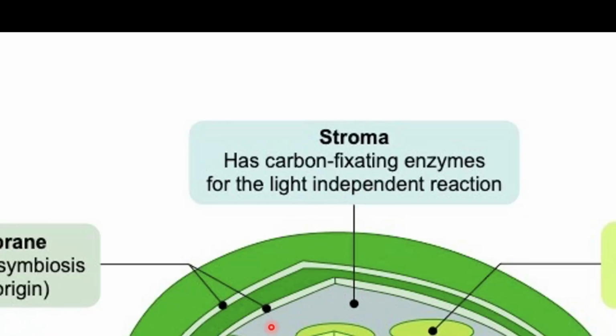Then the inside of the inner membrane is the stroma, which has carbon fixating enzymes for the light independent reaction or the dark reaction. So the dark reaction happens inside the stroma. Then we have disc shaped membranous structures, looking like buildings inside the horseshoe, which are called thylakoids. The membrane of the thylakoid contains chlorophyll for the light dependent reactions. And the stack of thylakoids is called a granum, which increases the surface area to volume ratio to optimize light absorption by the chlorophyll.